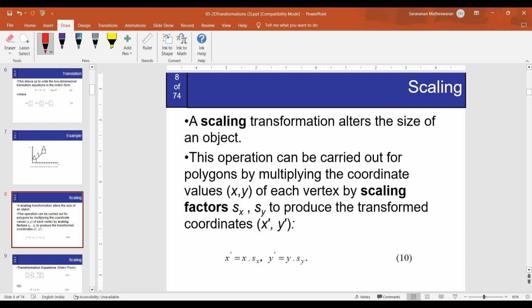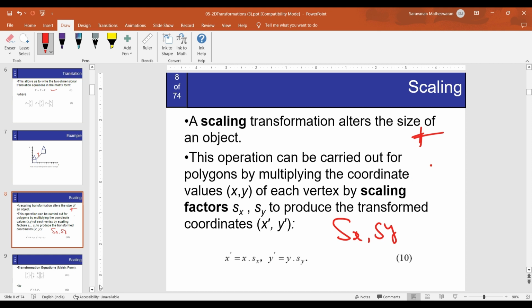Next comes scaling. Scaling alters the size of an object. This operation can be carried out for a polygon by multiplying the coordinate values x comma y of each vertex by the scaling factors s of x and s of y to produce the transformed coordinates x dash comma y dash. It looks similar, but here we use s of x and s of y. Previously, translation used t of x, t of y, with addition applied. Here we apply multiplication.